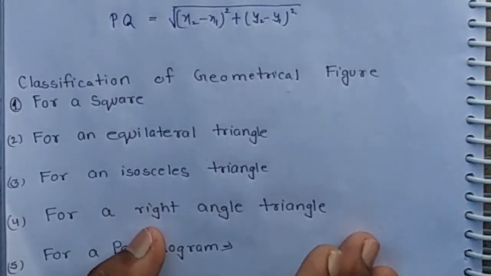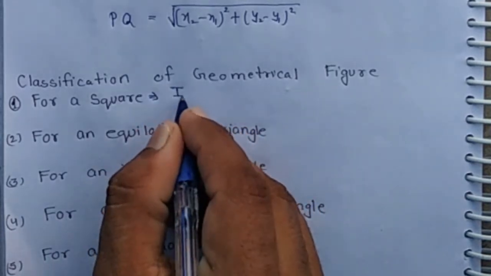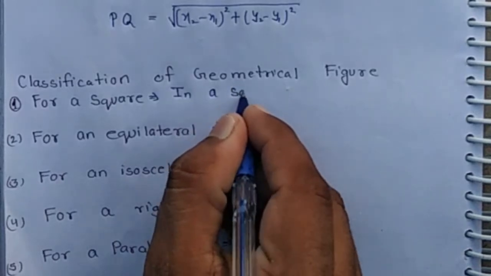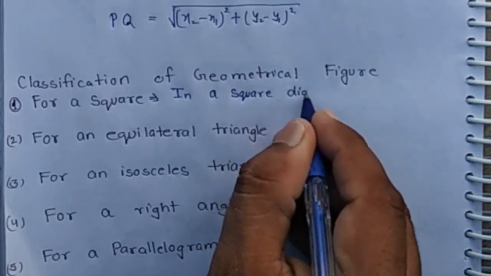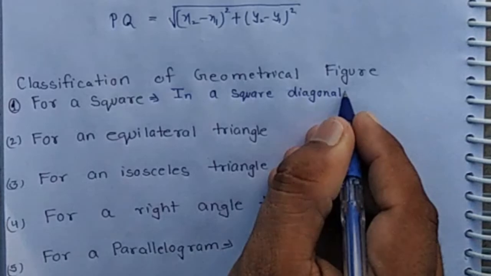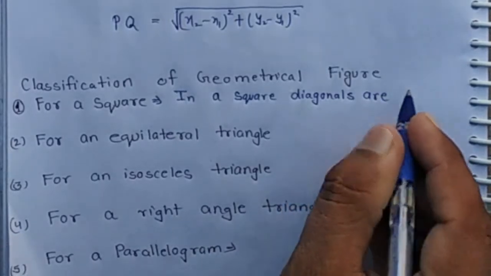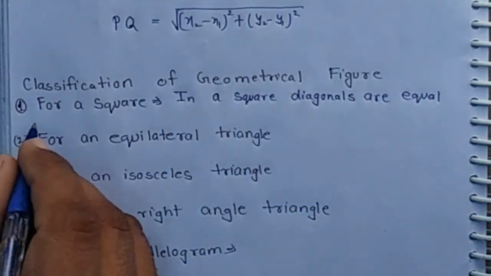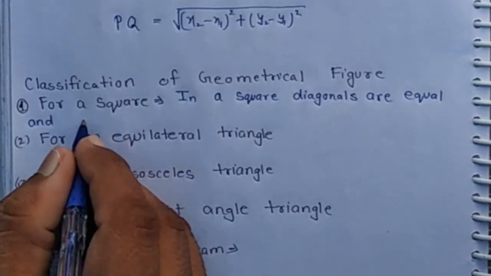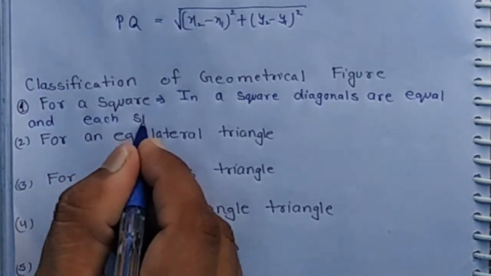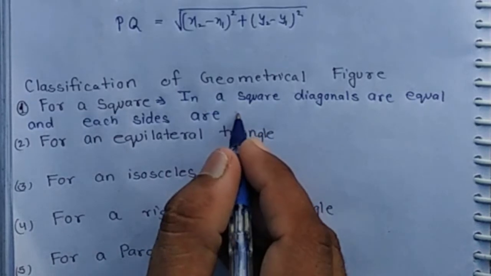Now classification of geometrical figures. For a square, we have diagonals are equal, and all sides are equal.